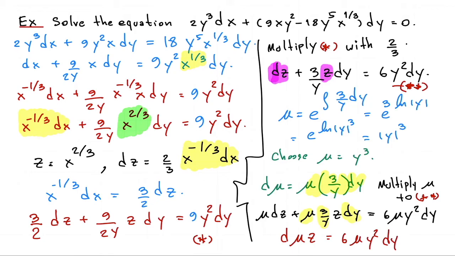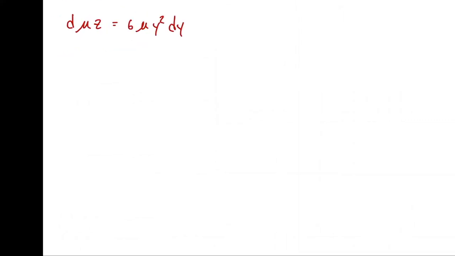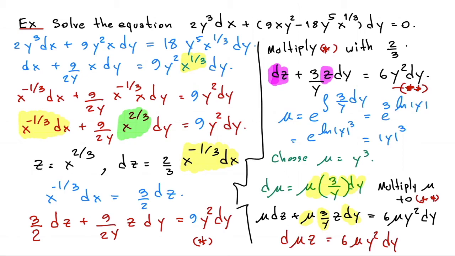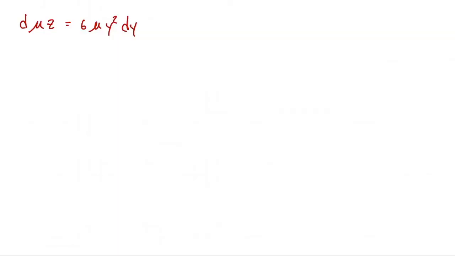And then I'll copy this to the next page. Okay, but what is our mu, guys? The mu is y cubed, right? So what we have here is d of y cubed z equals 6 y cubed y squared dy, which is 6y to the power of 5 dy.